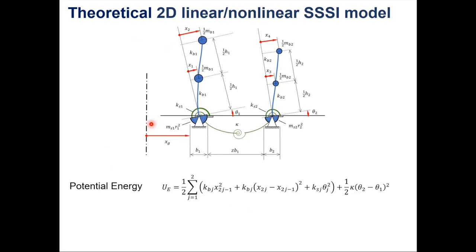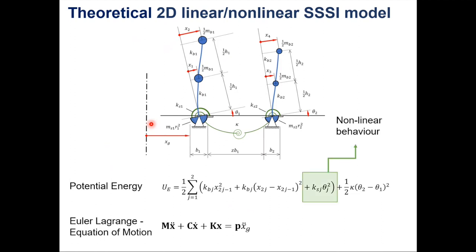Well, this is the potential energy, and as you can see, this term is the interaction between the buildings. If you delete this part, the buildings are just disconnected. But if you include this term, in some way you consider that the buildings are connected through the soils. In this case, we also modeled the soil as nonlinear. So we did different models, comparing linear and nonlinear, and this kind of stuff. And then we wrote the Euler-Lagrange equations of motion to get the mass, damping, and stiffness matrices of the system.